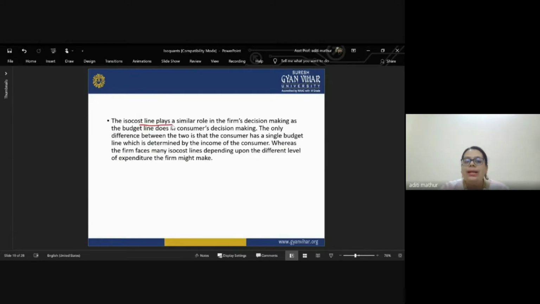The IsoQuant line plays a similar role in the firm's financial decision making as the budget line does in the consumer behavior decision. The only difference between the two is that the consumer has a single budget line, which is determined by the income of the consumer, whereas the firm faces many IsoCost lines depending on the different levels of expenditure the company might make.